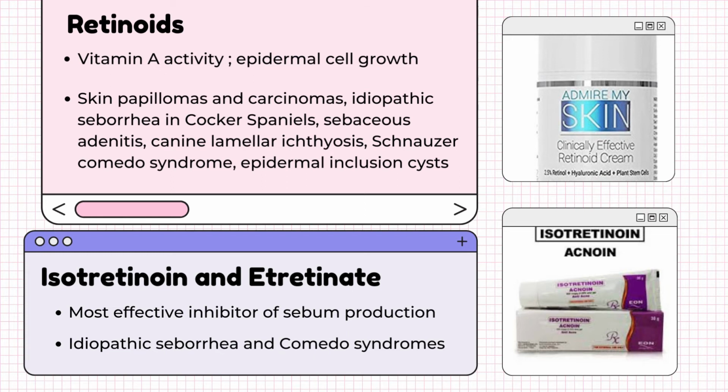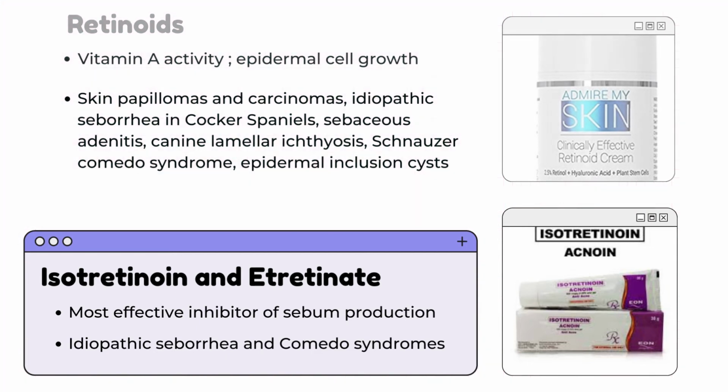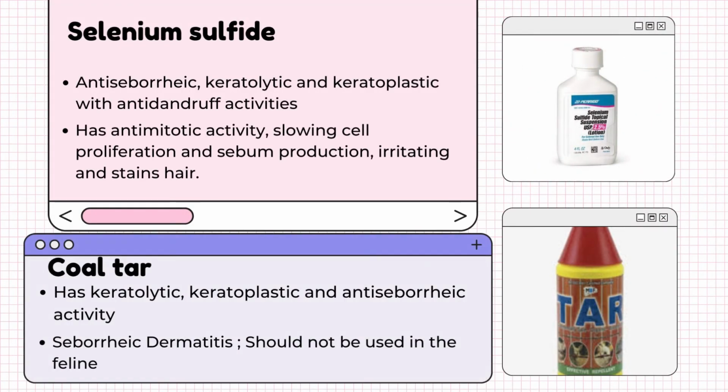Isotretinoin is the most effective inhibitor of sebum production known, making it potentially useful in treating primary idiopathic seborrhea and comedo syndromes. Selenium sulfide is an anti-seborrheic, keratolytic, and keratoplastic compound that also has some anti-dandruff activity. It exerts this action by its anti-mitotic activity, slowing cell proliferation and sebum production, and tends to be irritating, especially if used in long-term treatment, and also stains hair.